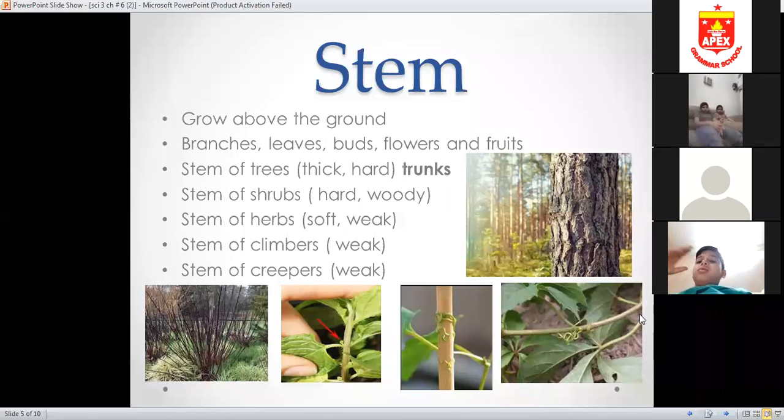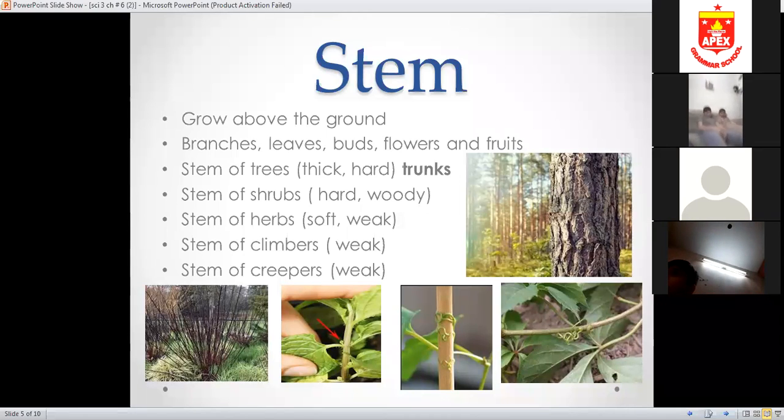So when these stems further grow, they turn and twist on the wooden log, on a wooden piece, and then they grow further. Next, here is a stem of a creeper. As you all know, creepers also have weak stems and they grow along the ground.